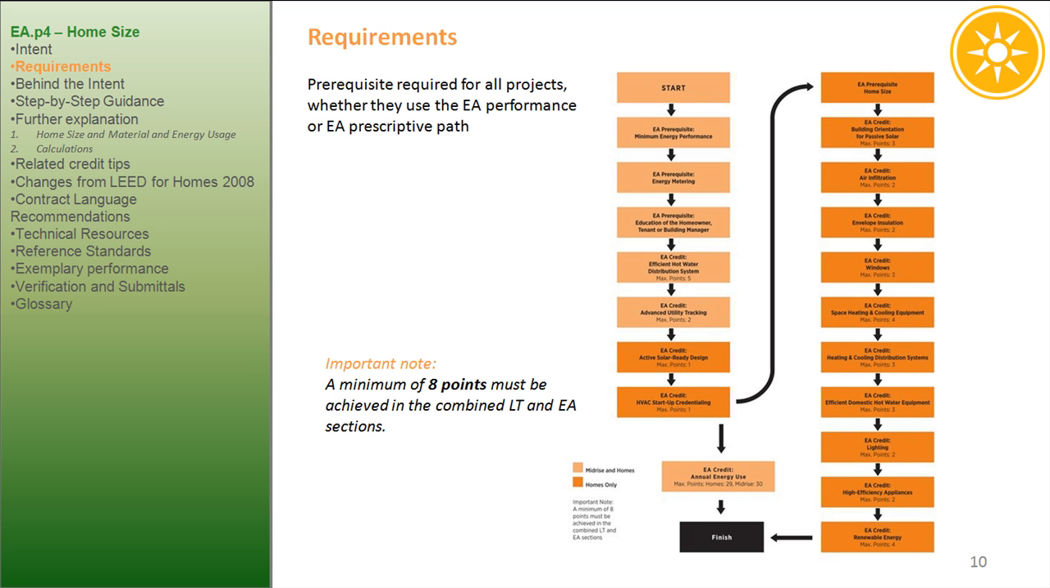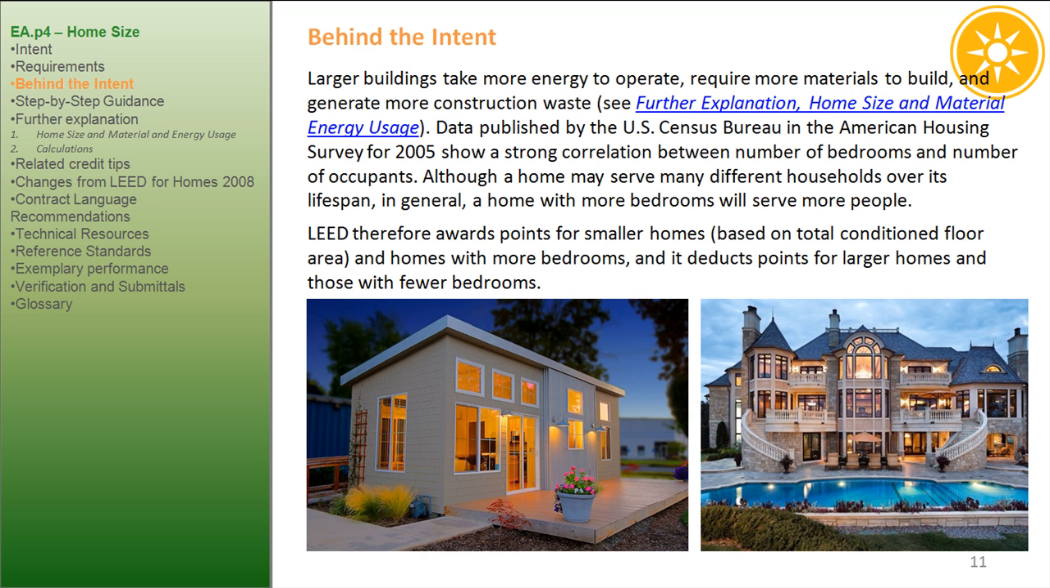Important note: a minimum of 8 points must be achieved in the combined LT and IDA sections. Behind the intent. Larger buildings take more energy to operate, require more materials to build, and generate more construction waste. See further explanation, home size and material energy usage.